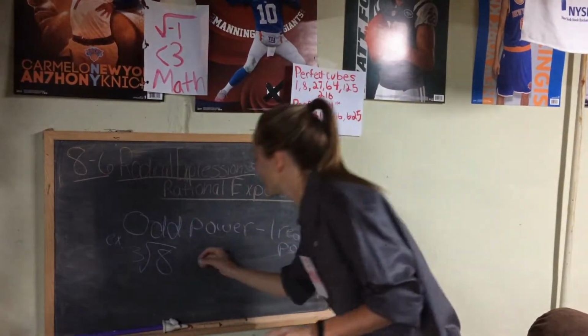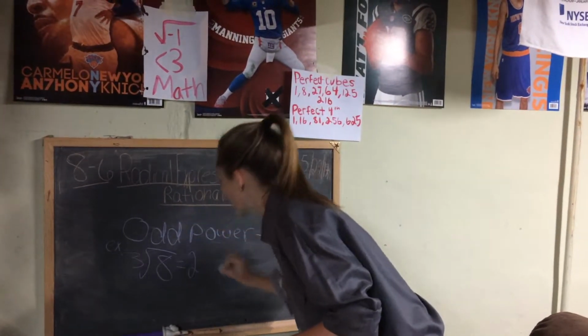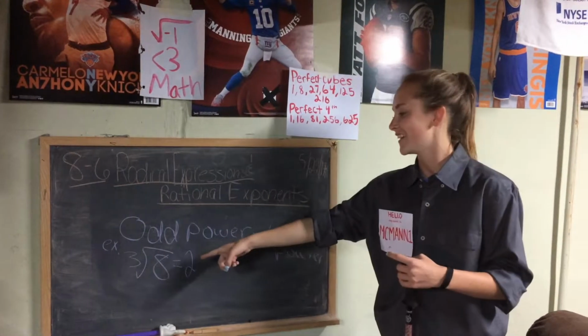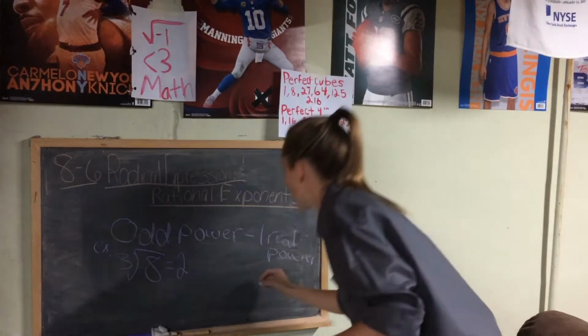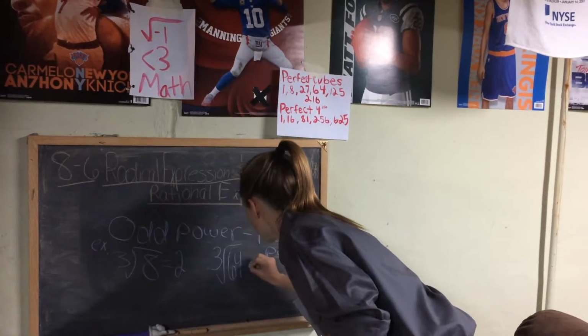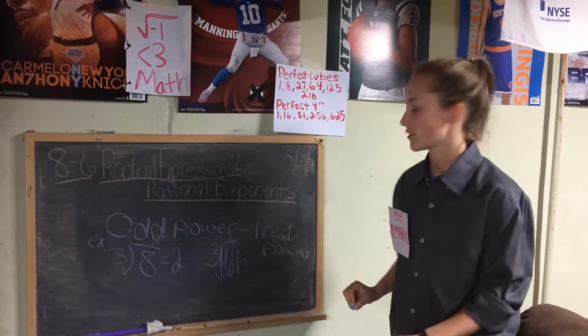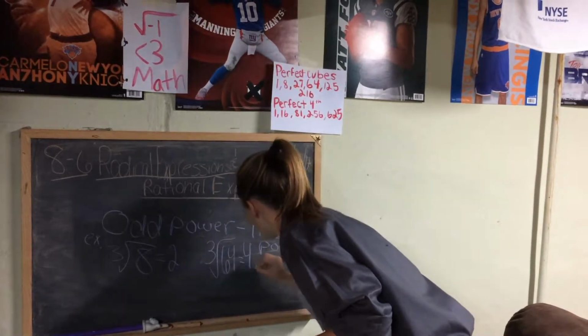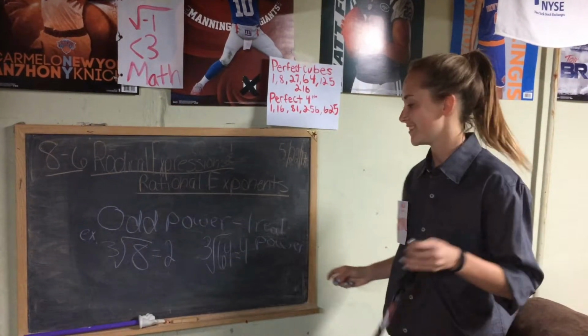Well, I believe the answer is 2. Good job. The answer is 2 because 2 times 2 times 2 is 8. Alright, the next problem is the cube root of 64. And that answer is 4 because 4 times 4 times 4 is 64.